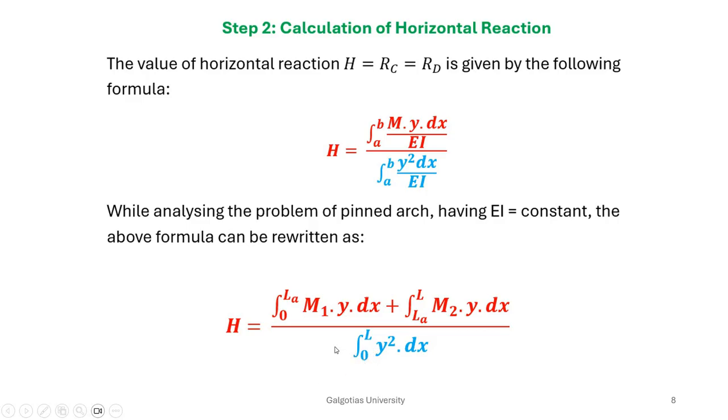So in this problem, we can observe that we have got two expressions for the bending moment. As I told you earlier, the first case is for x less than LA, and the second case is for x greater than LA. So we have to evaluate the numerator two times, that is, we have to do the calculation for the first expression and second expression, and then add both for getting the total value of the numerator and divide it by y square dx.